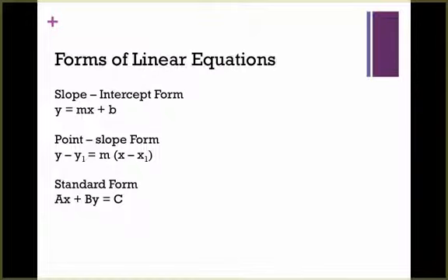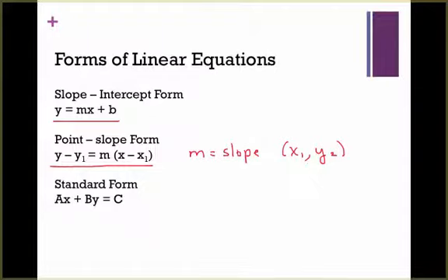Now, we have already discussed the first type that we have listed here, the slope-intercept form, y equals mx plus b. Another common form that you will see is what we call point-slope form. In point-slope form, it looks like the equation y minus y1 equals m times (x minus x1), where m is going to be your slope and (x1, y1) is going to be some ordered pair or some point, and that's why it's called point-slope.